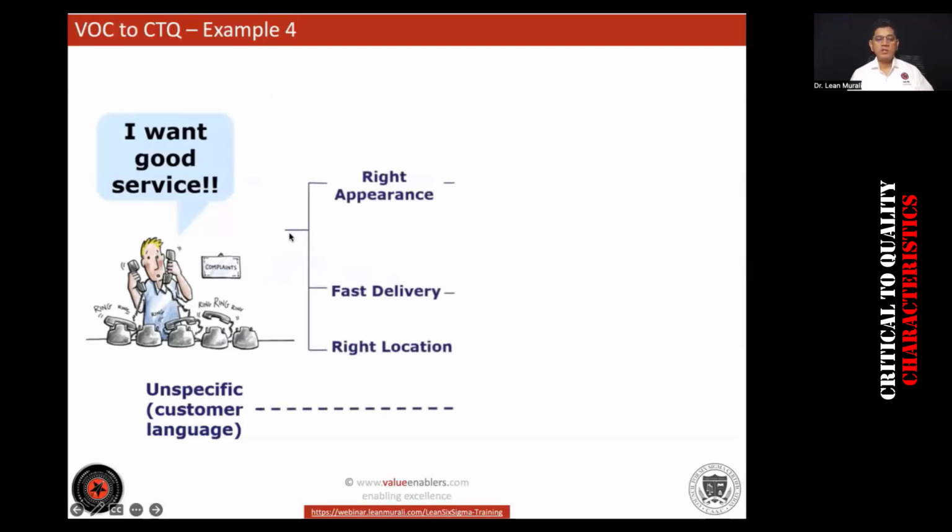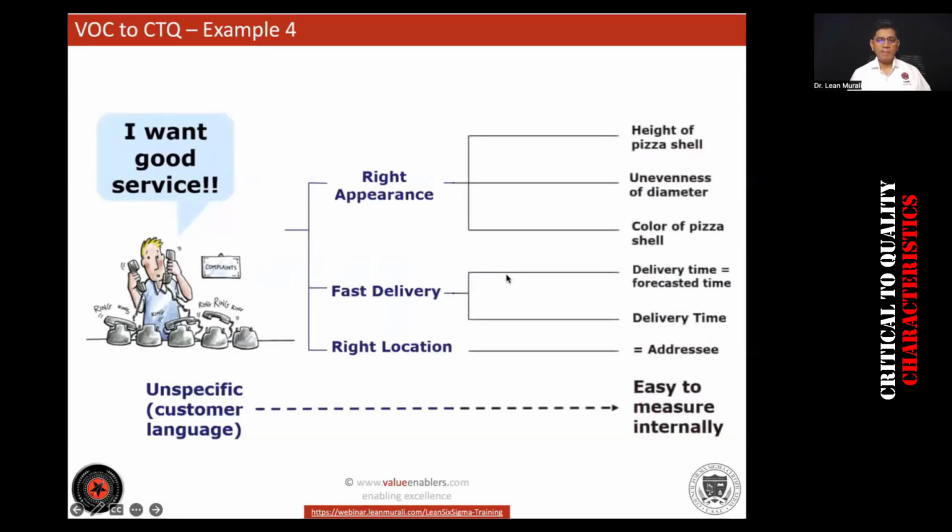A good service is a customer need. But what is a good service? Maybe the right appearance, faster delivery, right location. These are all indicative. For the pizza, the height of the pizza, uneven diameter of the pizza, color of the pizza, it's all the appearance. Fast delivery is delivery time within so many minutes, etc. And address is reaching the right location, however many times, etc. So if this example was useful, type useful in the chat box.